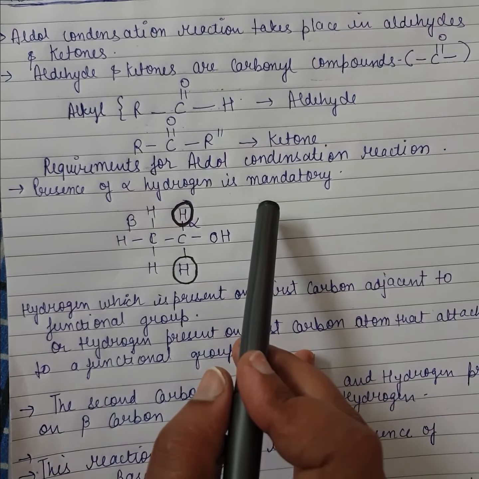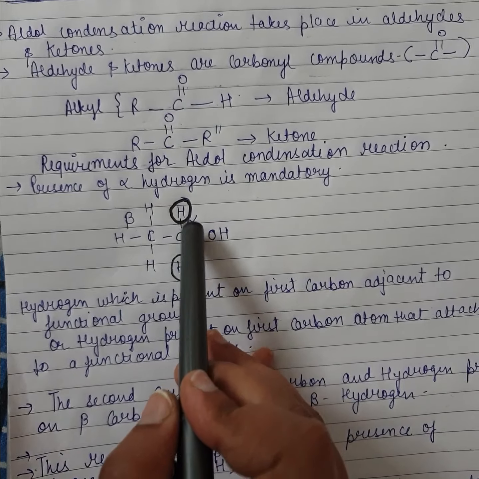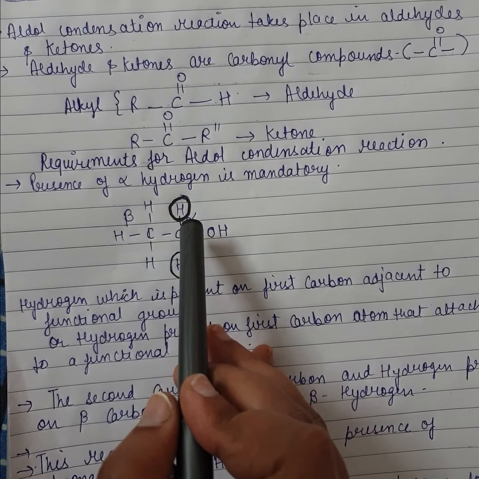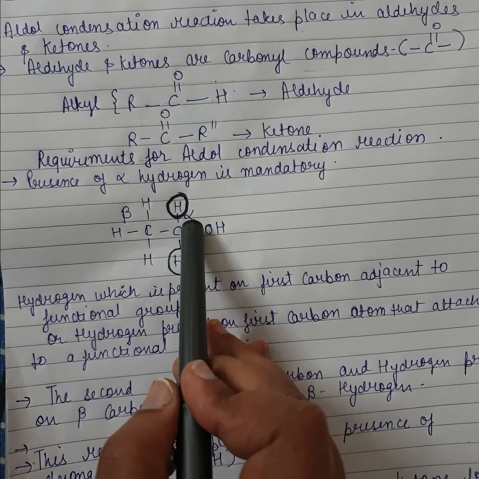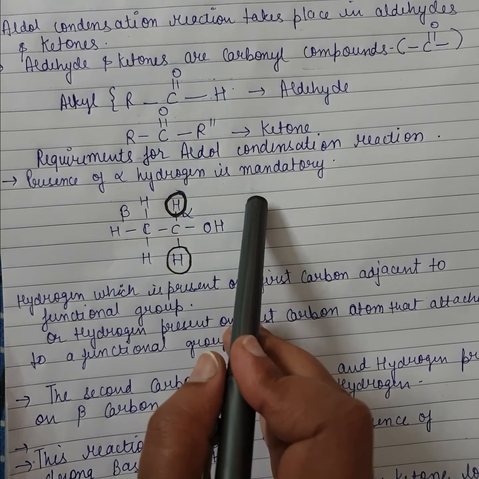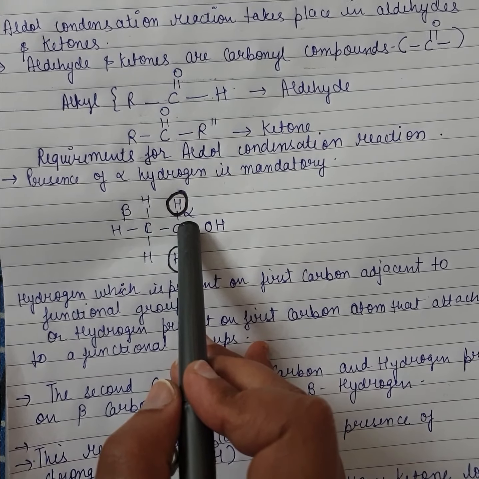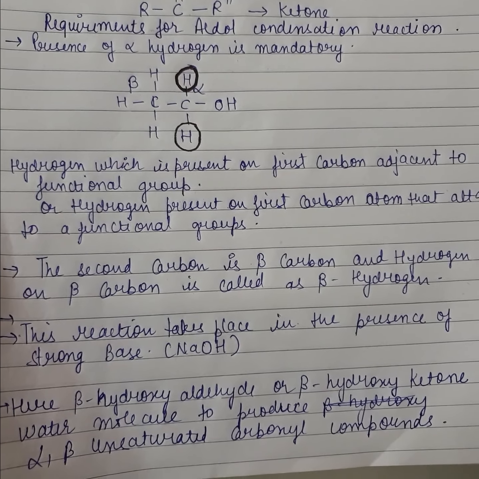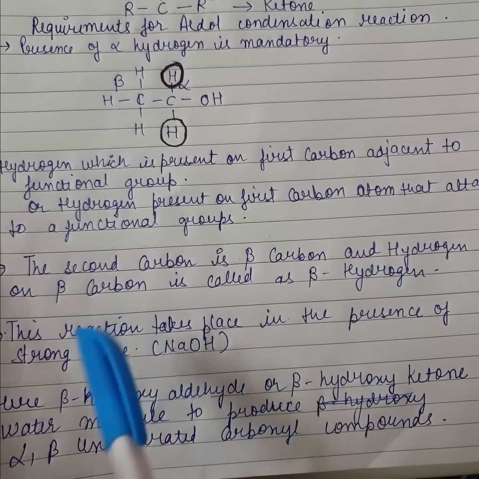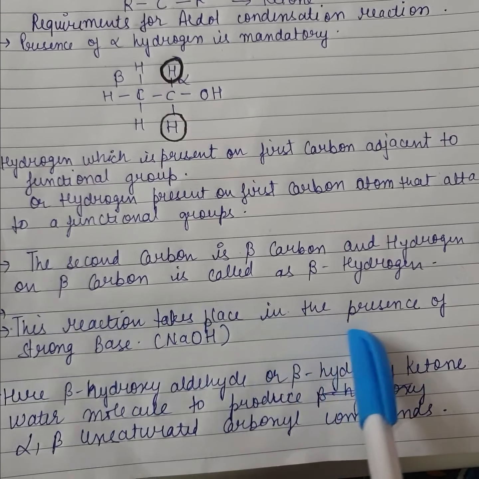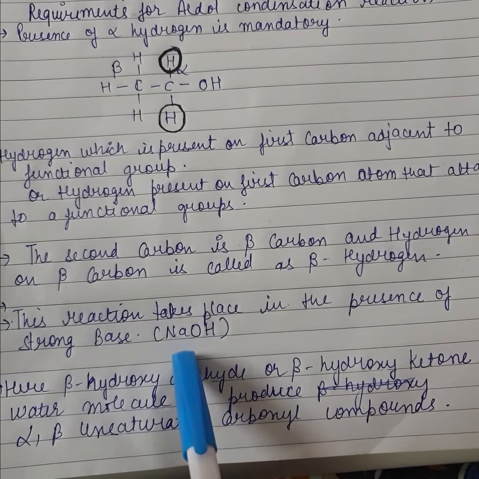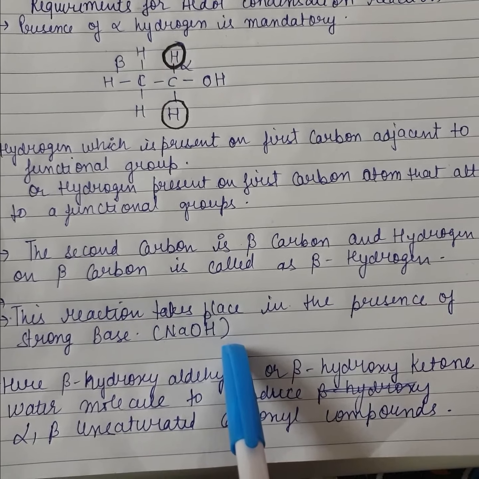So the second condition is the presence of alpha hydrogen. If alpha hydrogen is present in the structure, then only the aldol condensation reaction will take place. Next criteria is this reaction takes place in the presence of strong base like sodium hydroxide.